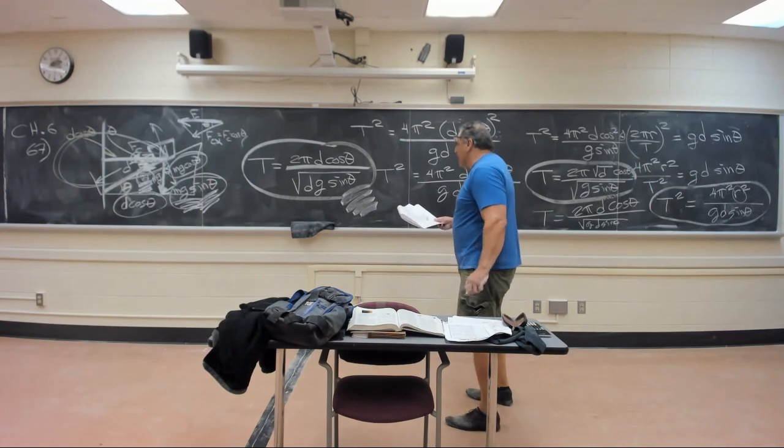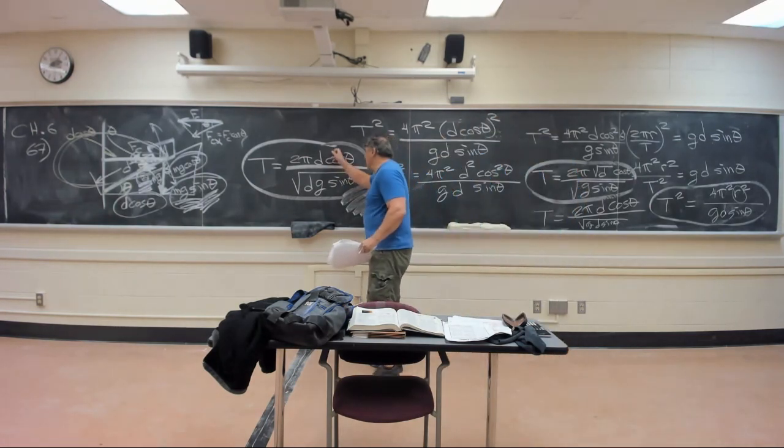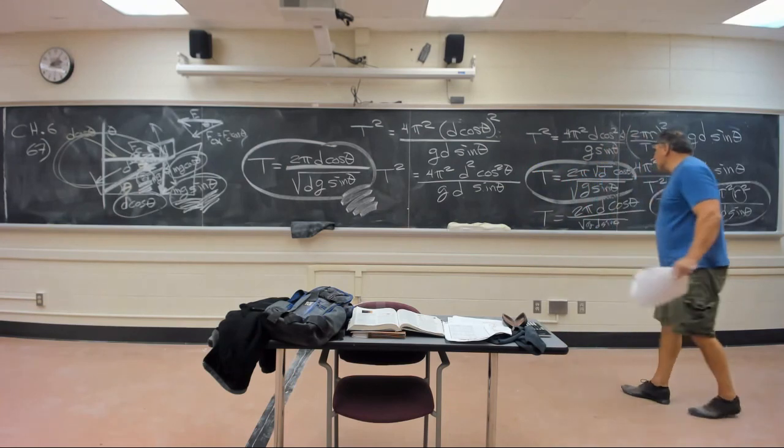So what do we got here? Capital T, the period, is 2 pi d cosine theta over the square root of the product dg sine theta. And that's exactly the same as this right here, you guys.